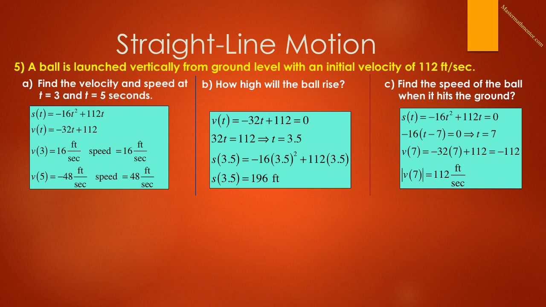Therefore, v of 7 is equal to negative 32 times 7 plus 112, which is equal to negative 112. So the absolute value of v of 7 is 112 feet per second. In general, the speed that an object leaves the ground will be the same as the speed that the object hits the ground.